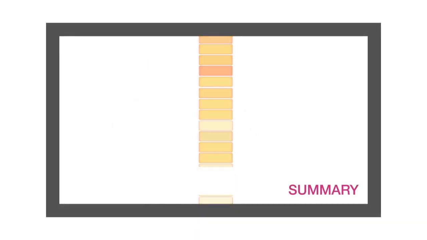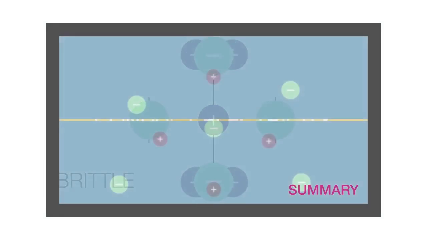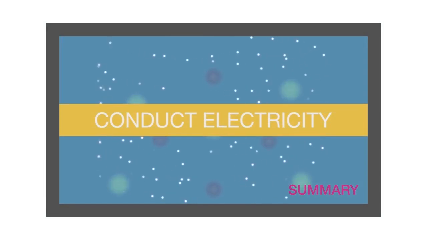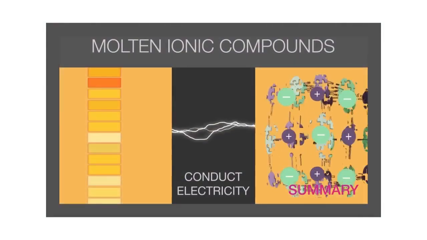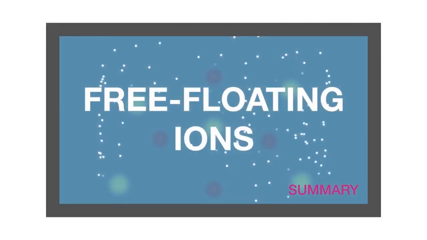In summary, ionic compounds have high melting points, are brittle, and can conduct electricity when dissolved in water or in their molten form due to the presence of free-floating ions.